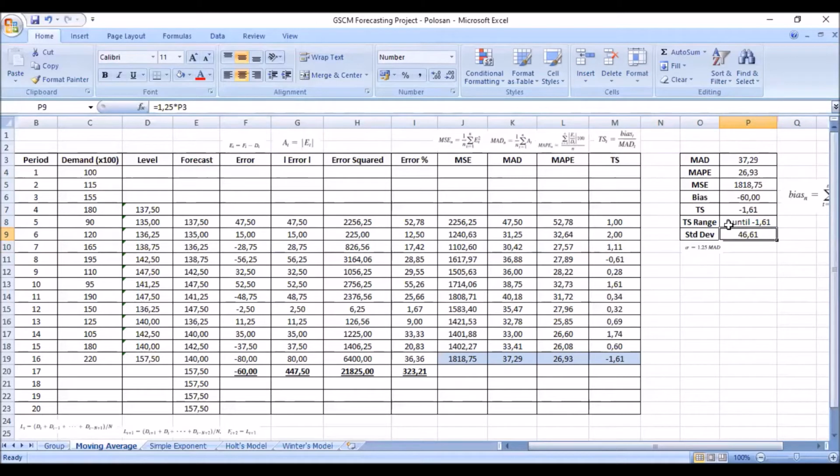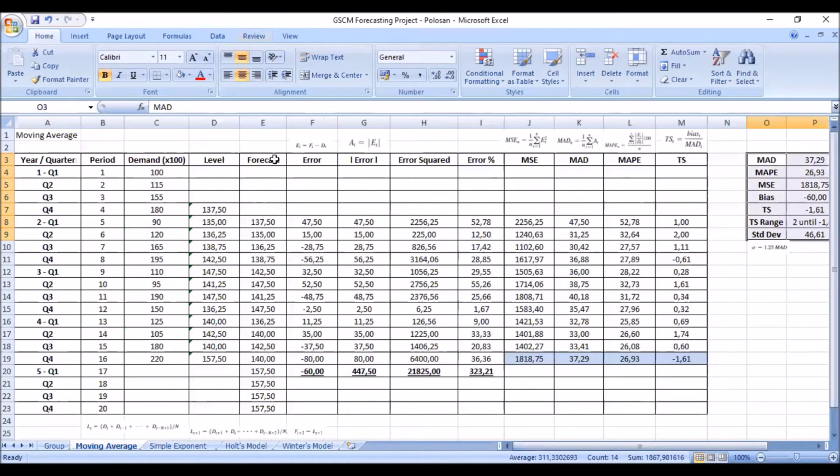But however, keep in mind that actual moving average isn't really that reliable because it doesn't have any kind of seasonality. And yeah, we can't even conclude whether it's good or not because we haven't even calculated the other error measurements from the simple exponential, Holt's model, and Winter's model, which we'll discuss later on. But still, it's not quite bad because the TS is quite good and the deviation is not really high, and the error is also quite acceptable.